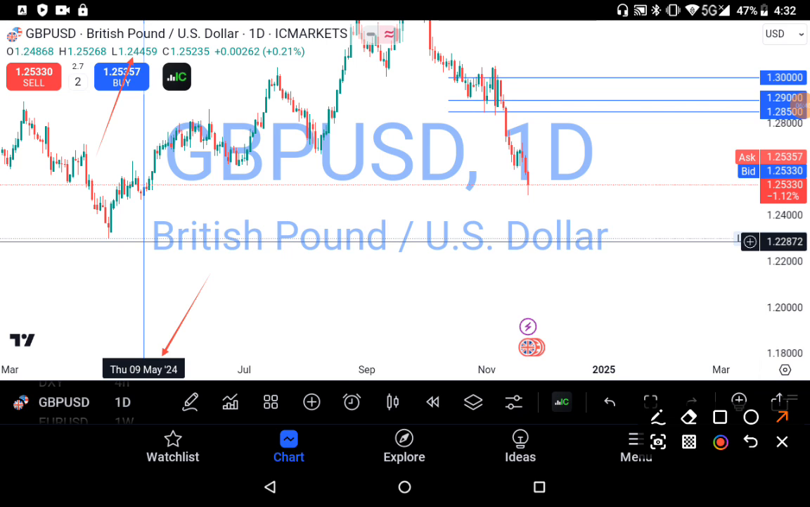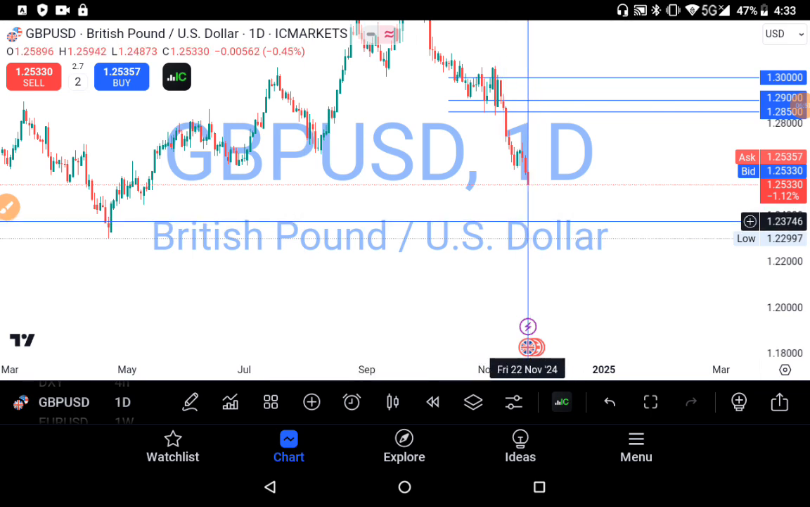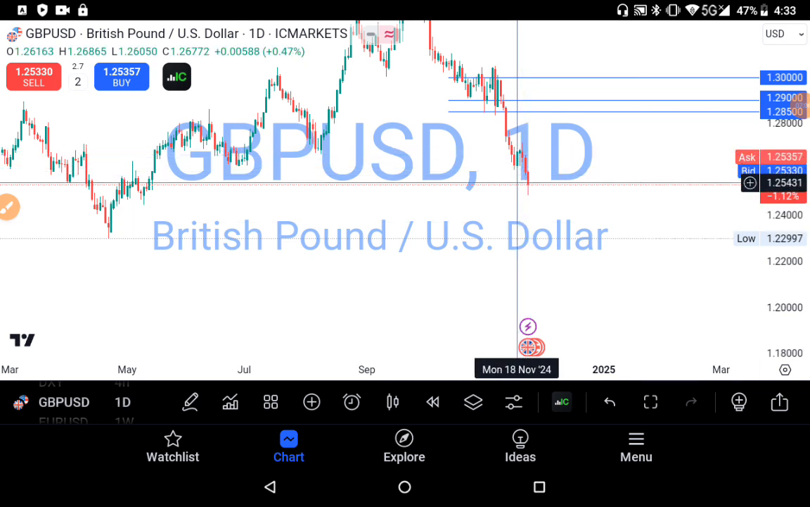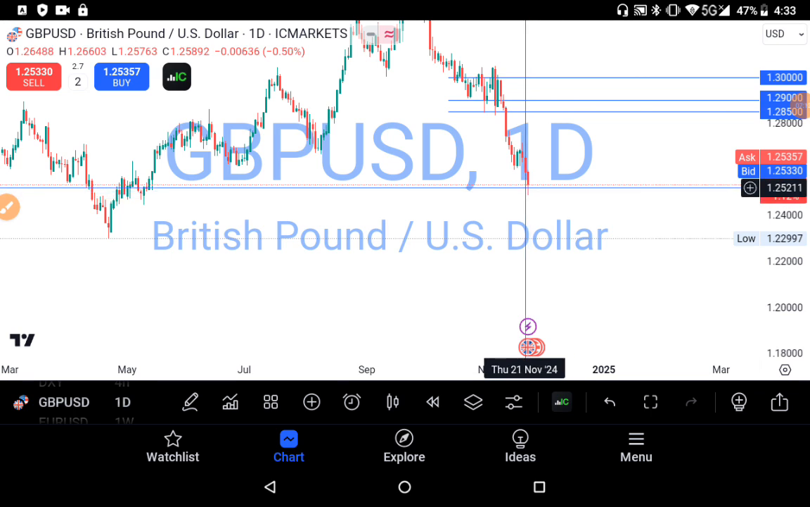So the market price has delivered up to this level. The low of the last candle comes in at 1.25763. And I was watching 1.25,000. Sorry, 1.25,000.